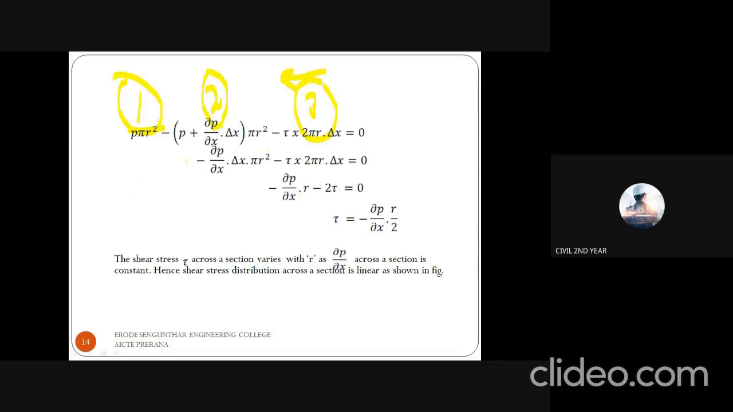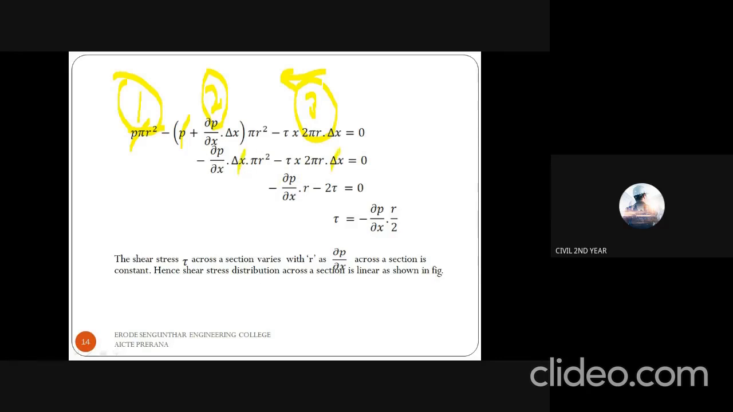After simplifying the equation, P into pi r square minus P into pi r square will be cancelled. The remaining terms are minus dou P by dou x into del x into pi r square, then minus tau into 2 pi r into del x, which is equal to 0. Since the tau term is negative, bring it to the right hand side, so it becomes positive tau into 2 pi r into del x.